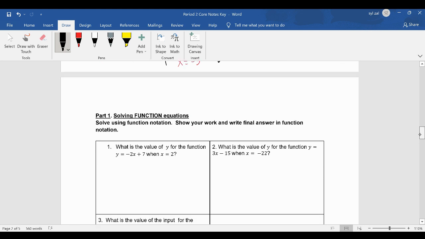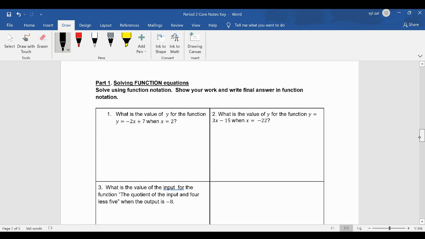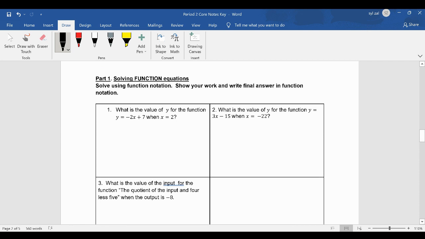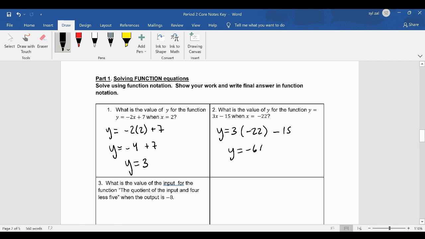All right, and these are a little bit easier. These are kind of like the ones we did the other day. What is the value of y when x is 2? Well, you would just go ahead and plug in 2. So you have negative 4 plus 7. 7 minus 4 gives us 3 here. What is the value of y for the function y equals 3x minus 15 when x equals negative 22? Well, we would have 3 times negative 22 minus 15. So negative 66 minus 15, which is negative 81.